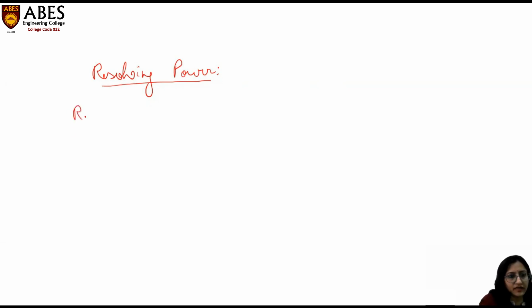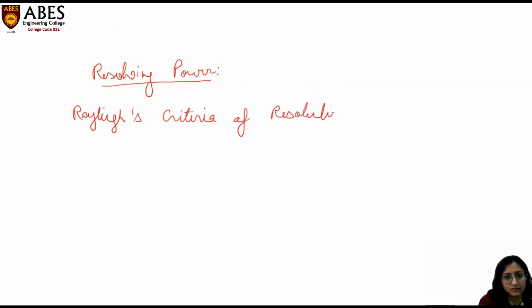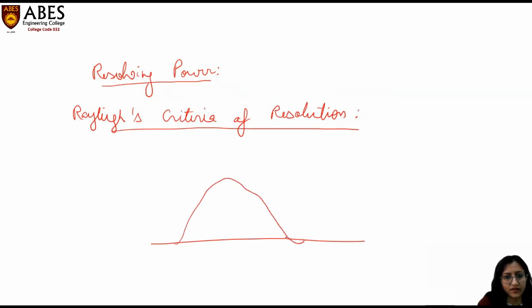According to Rayleigh's criterion of resolution for diffraction, let us assume we have two spectral lines. One has wavelength lambda, and the other, very close to it, differs by d lambda, so it is lambda plus d lambda. This is the variation diagram of this. Here is the maxima point of it, and the other line I'm going to show with the dashed pattern.